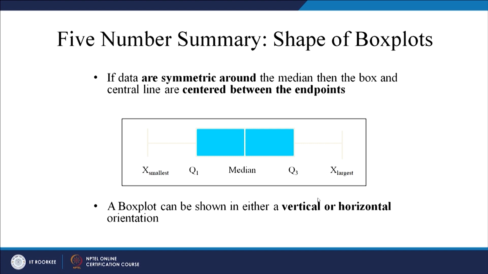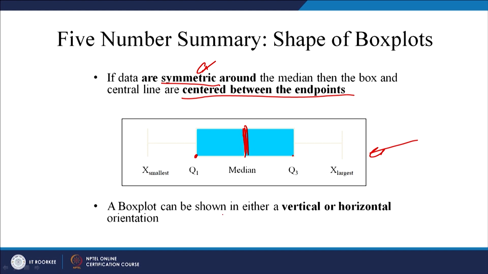Now, the shape of the box plot will tell you how data are distributed. Let us look at this box plot. If your data are symmetric, then the box plot and center line are centered between the end points. So, this is your box plot and this is your median. This line would be in the center of Q1 and Q3. It means it is a symmetric distribution.